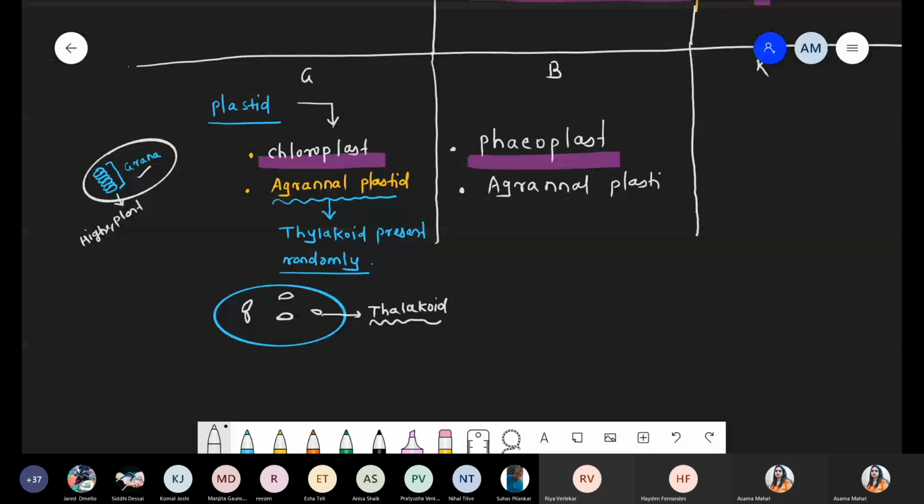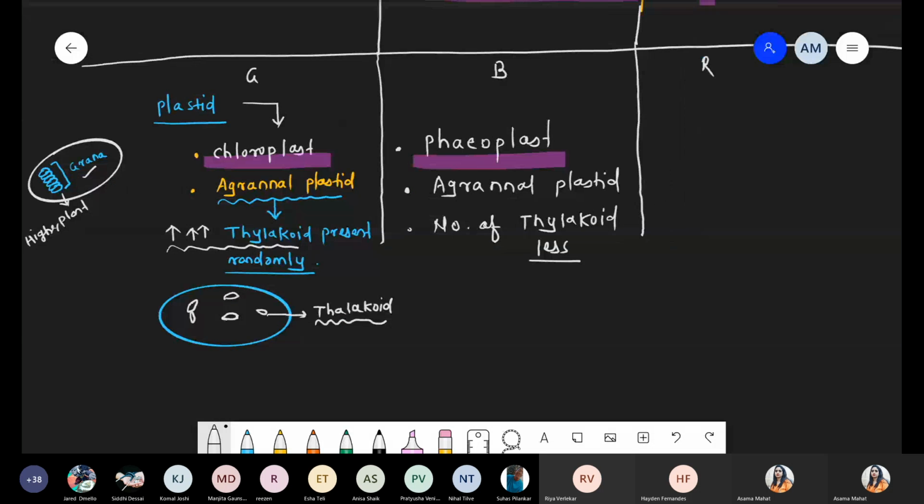Similarly here the point is agranal plastid. But in this condition, the number of thylakoids is less in the green algae, and here thylakoids are present randomly in high number. So high thylakoid numbers are present, but random. Phaeoplast is simply a part of the phaeophyceae. That's why whatever the plastid is present, we give the name phaeoplast.